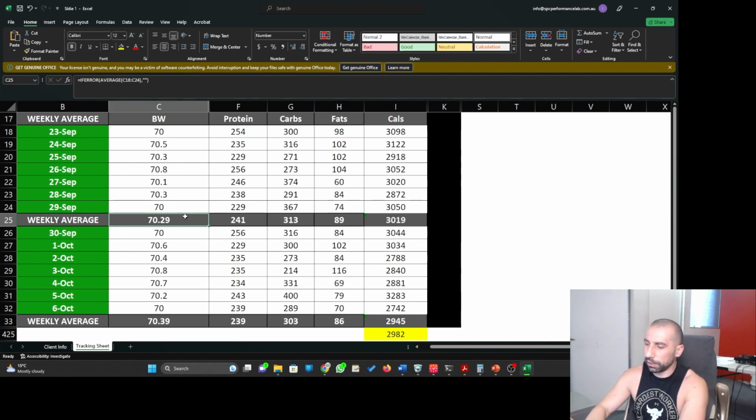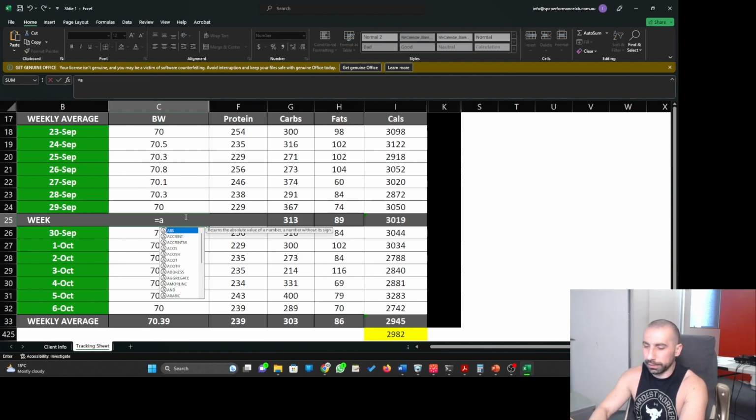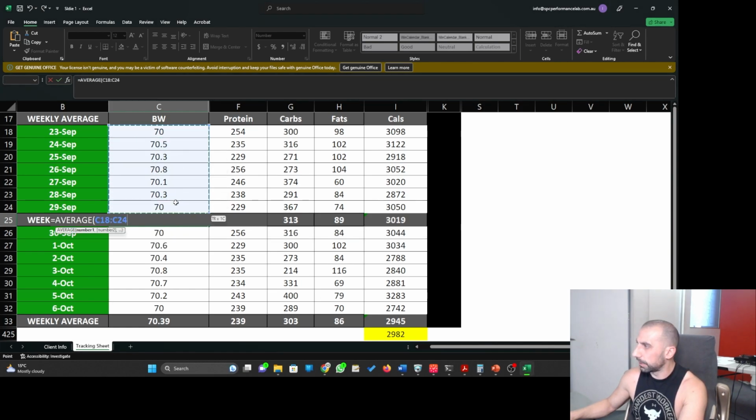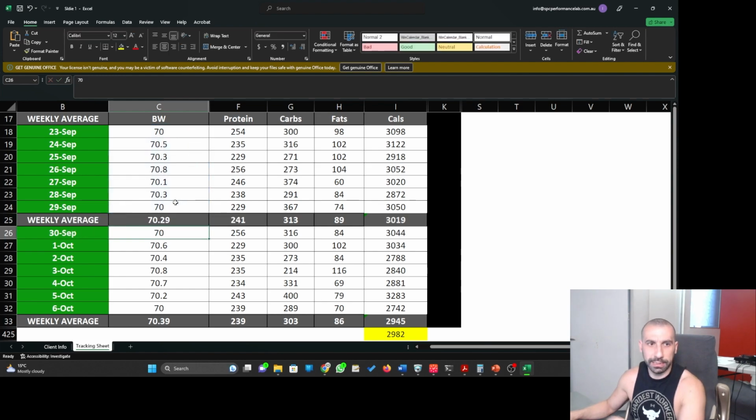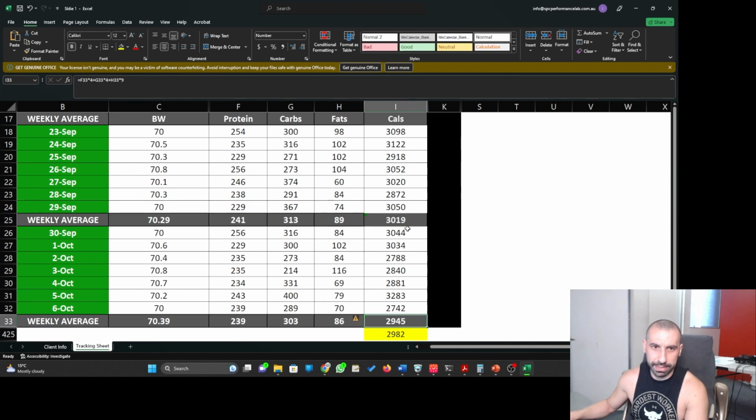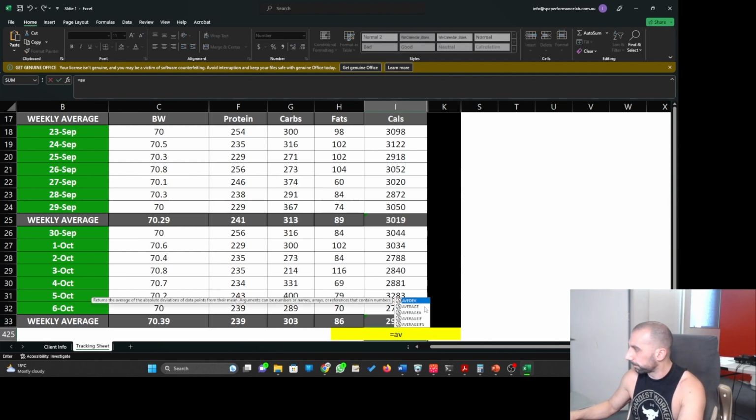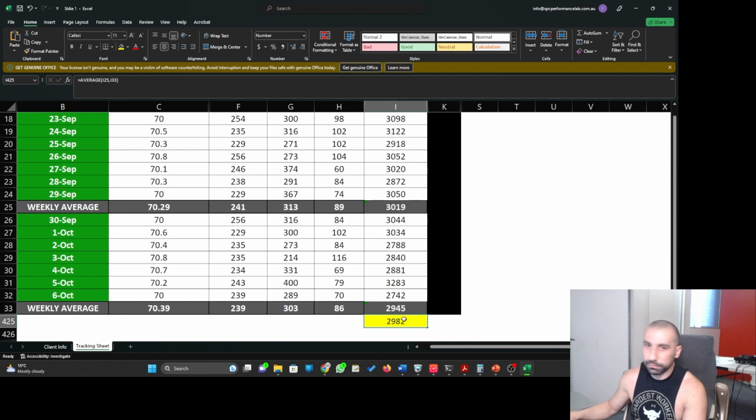If you go into this cell and do equals average, you'll have this function. Double click that. You can highlight those cells, press enter, and that gives you the average. As I said, with your calories, you can make an average of the averages. Equals average week 1 calories, week 2 calories, and there we go.